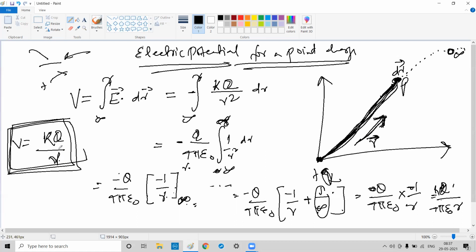Now let me see what is there in your question, and accordingly we will go. Next, we have already studied the electric potential due to a point charge.